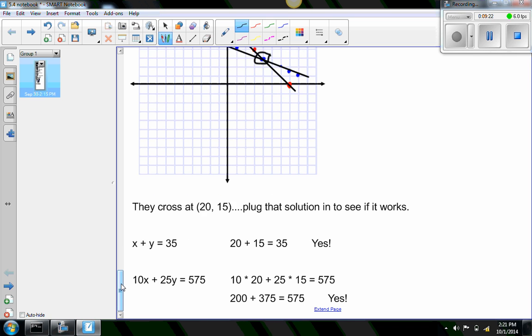I did it twice. I did it once for each equation. So x plus y equals 35. So I plugged it in. Is 20 plus 15 35? Yep. Then I plugged it in here. Is 10 times 20, which is 200, plus 25 times 15, which is 375, is that 575? Yes. So no matter which way I did that system of equations, I came up with the same answer, that x is 20, y is 15.